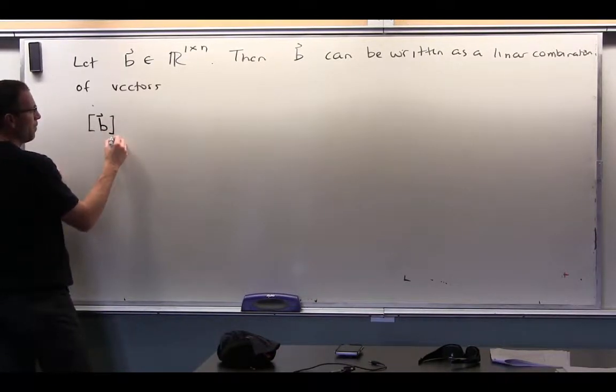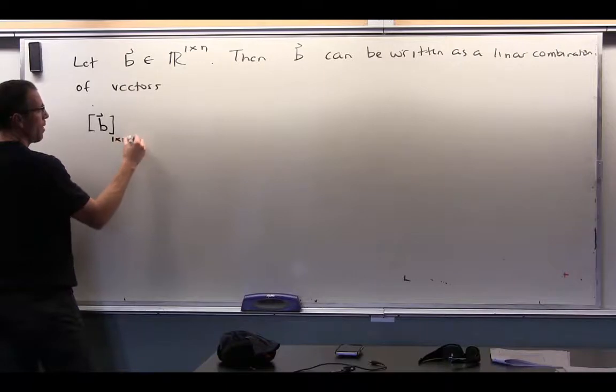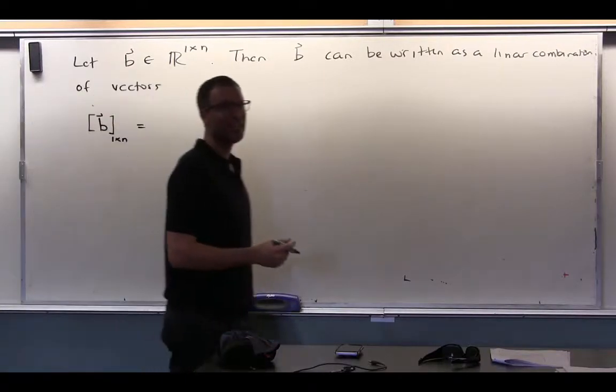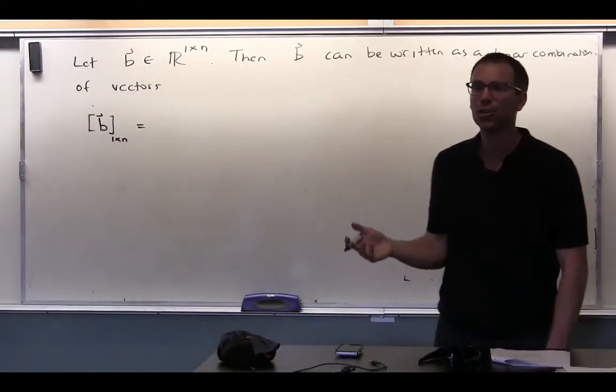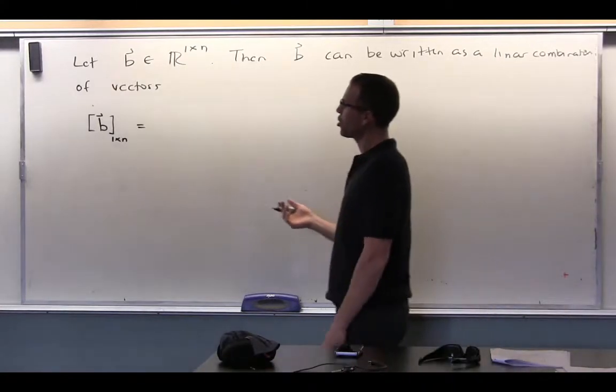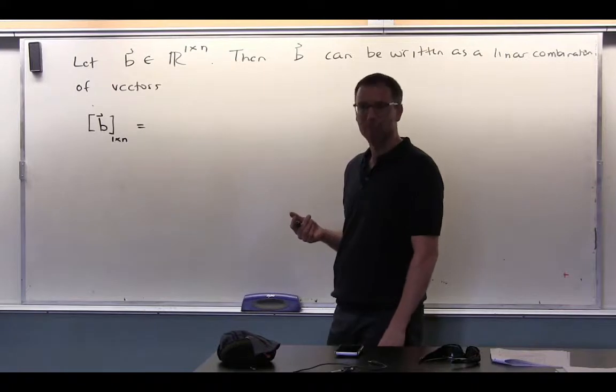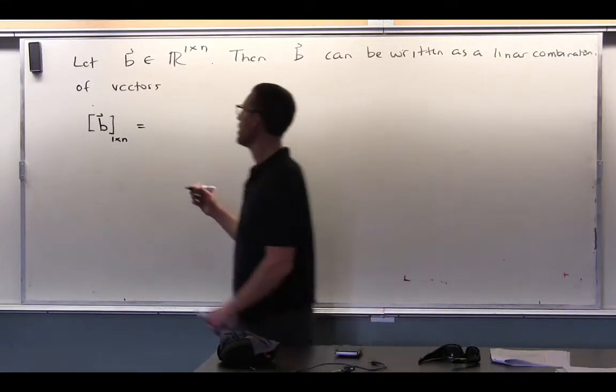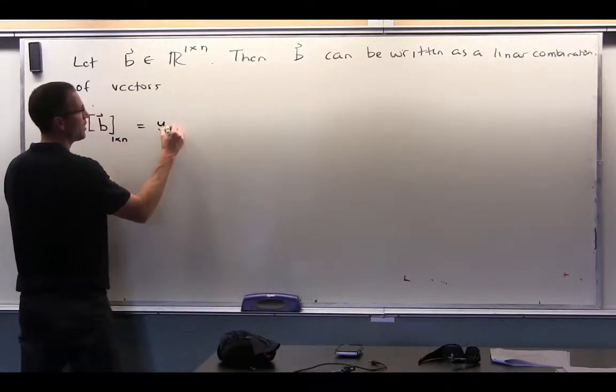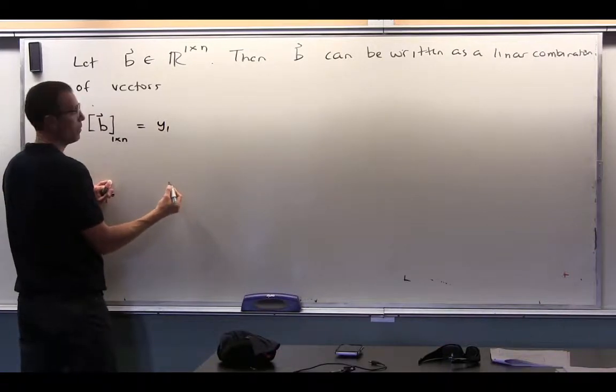How big is B? 1 by n. If I was thinking about writing a 1 by n in terms of vectors, could you guess how many vectors I'm going to use? M of them. Which ones would they be? And this is where I want to use the y's. Y sub i times what?